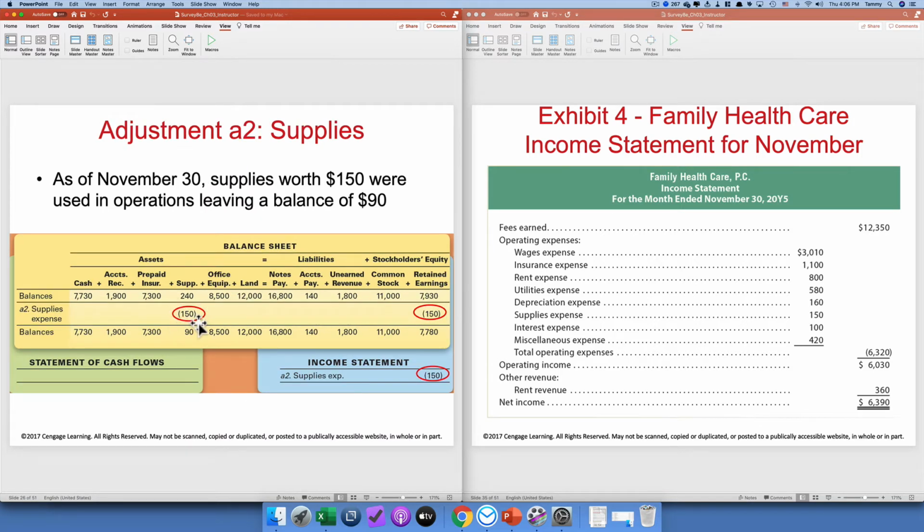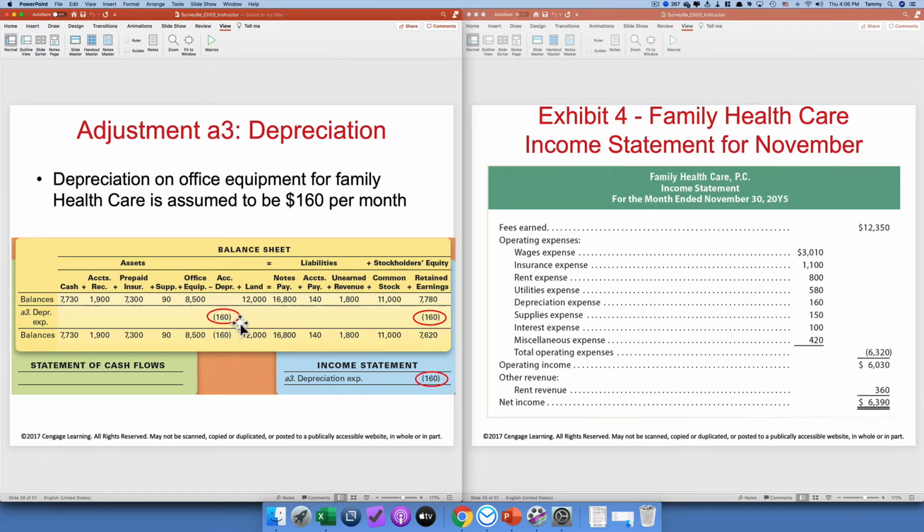And it shows up in this model as reducing our retained earnings. We used up $150 worth of the supplies, even though we paid for them earlier in the month. We used them up, so we're left with $90 worth of supplies. So here's that supplies expense showing up over here in our income statement. Here's our depreciation expense that we recognize from the office equipment.